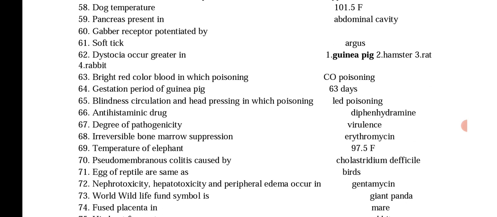Irreversible bone marrow suppression is caused by erythromycin. The temperature of the elephant is 97.5 degrees Fahrenheit, the minimum temperature, and the second lowest temperature is of camels, which is 99 degrees Fahrenheit. The most active are the avians, and they have the maximum temperature of 106 degrees Fahrenheit on average.